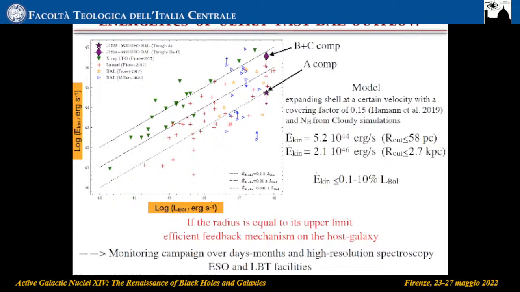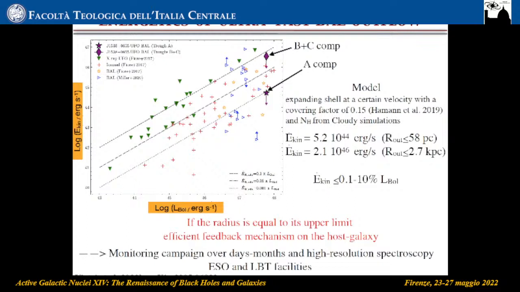And here is the kinetic power as a function of volumetric luminosity. We also collected from literature X-ray UFOs here in green, ionized outflows, BAL in blue and in orange. We found that for the B and C, we have a kinetic power of the order of 10 to the 46 erg per second. For the A component, of the order of 10 to the 44 erg per second.